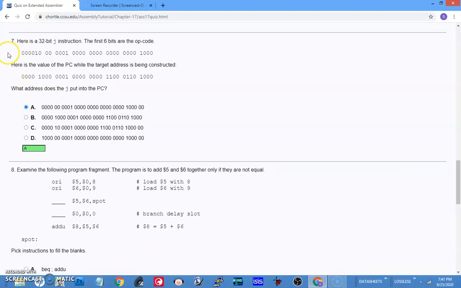Now, this is a straightforward question to check your understanding of PC address updation. Here a 32-bit jump instruction is given. So 6 bits are the opcode and the 26-bit address is given. What we have to do is this 26-bit address has to be left shifted by 2 and concatenated with the upper 4 bits of the PC. So in the answer, the upper 4 bits of the PC will be there. So this is not the answer. We can rule out this possibility because the upper 4 bits should be the same. Next thing is, this 26-bit quantity has to be left shifted by 2 bits.